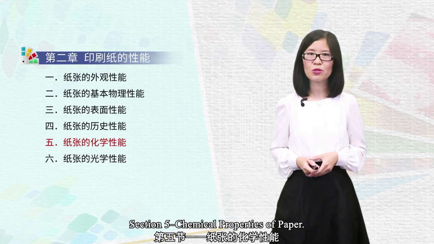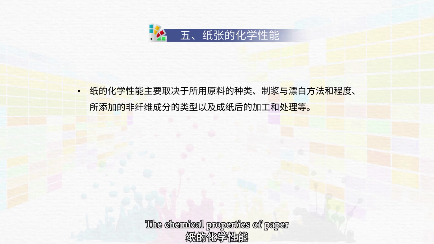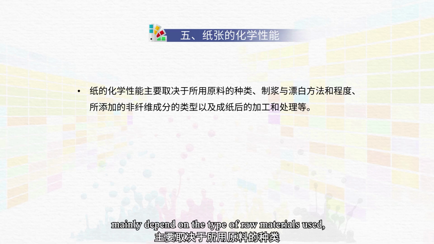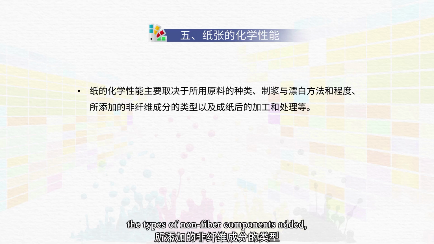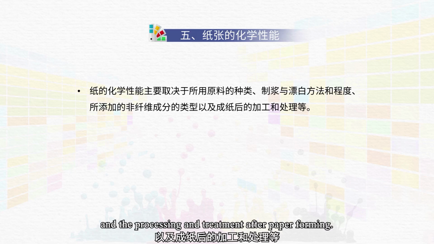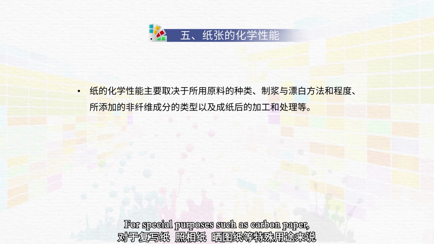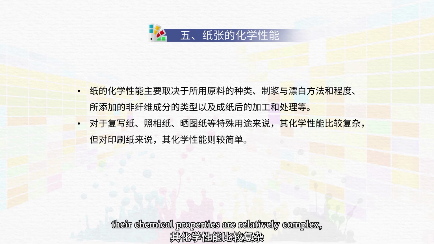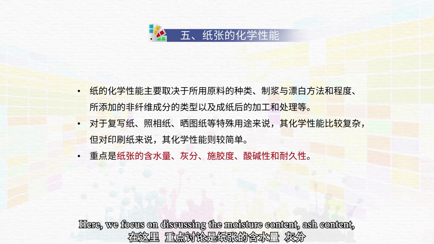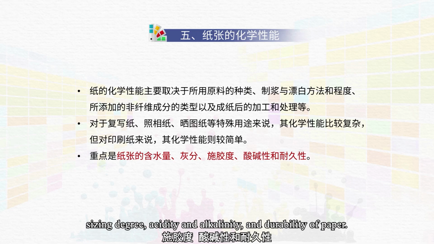Section 5. Chemical properties of paper. The chemical properties of paper mainly depend on the type of raw materials used, the pulping and bleaching methods and degrees, the types of non-fiber components added, and the processing and treatment after paper forming. For special purposes such as carbon paper, photographic paper, and blueprint paper, their chemical properties are relatively complex, but for printing paper, their chemical properties are relatively simple. Here, we focus on discussing the moisture content, ash content, sizing degree, acidity and alkalinity, and durability of paper.